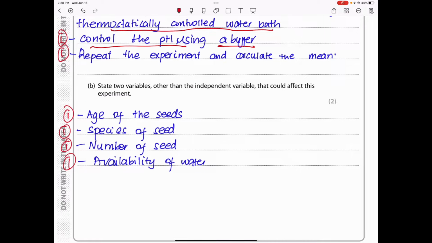Part B says, state 2 variables other than the independent variable that could affect this experiment. The independent variable is the temperature, which we are changing. So the age of the seed, the species of the seed, the number of seeds used per experiment, and the availability of water could all affect the results. Next part.